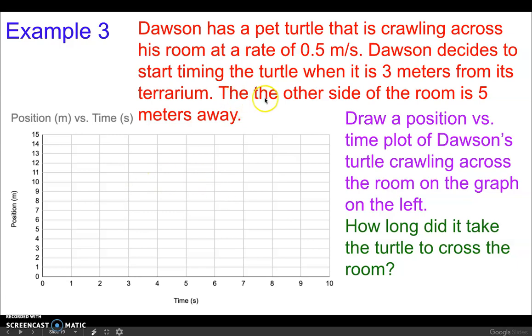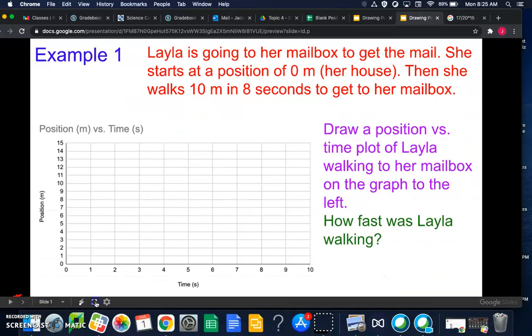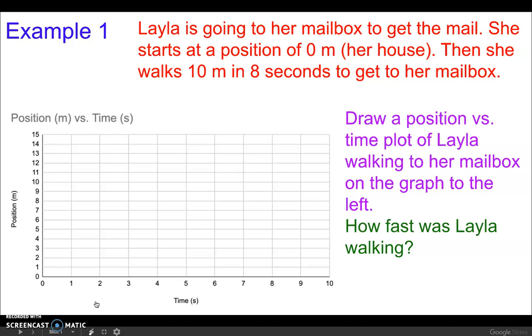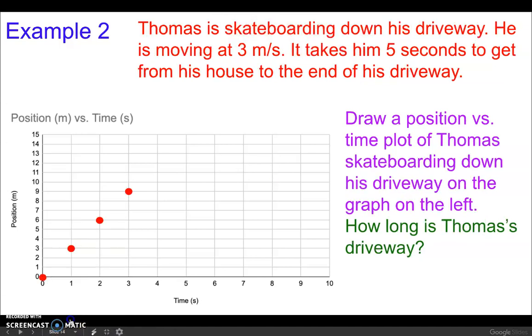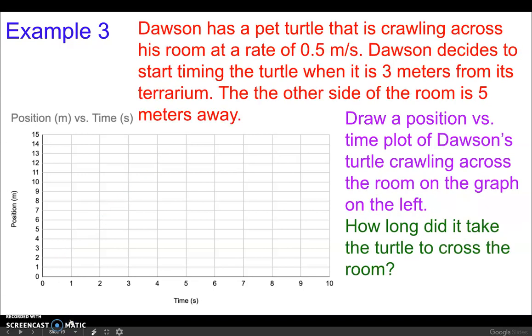Whoops, a little typo here. Let's fix that. Actually, never mind. Let's not worry about the typo, because I'd have to fix it for every single slide here, and that's going to take too long.